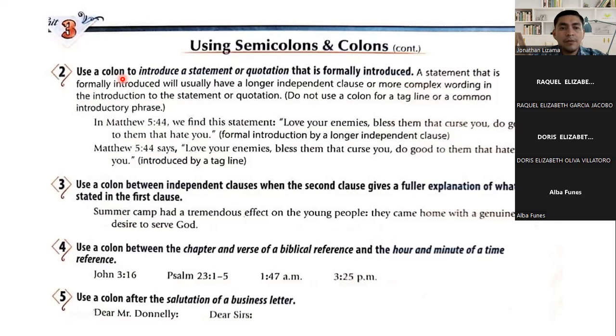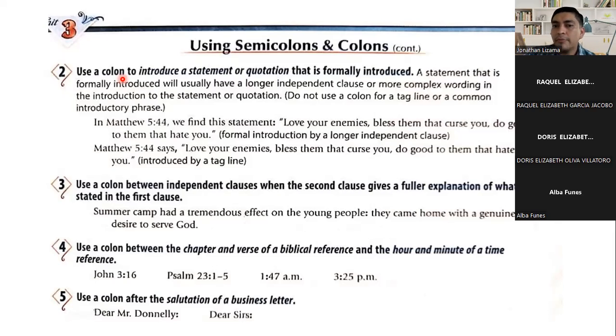It says, Matthew 5:44 says, comma, open. Oh, this one is introduced by a tagline. También se puede con comas. Si usted no lo hace así con dos puntos, también le puede poner una coma, pero siempre va a ir en mayúscula la primera letra adentro de la quotation cuando va a empezar a escribir, porque a esto se le conoce como reported speech.